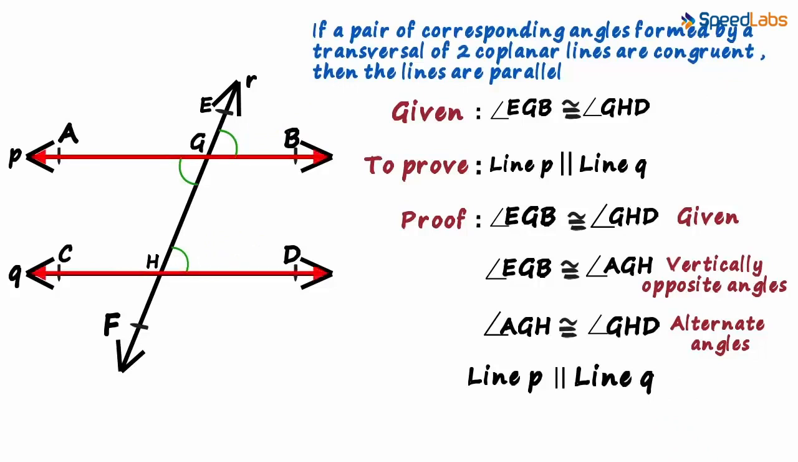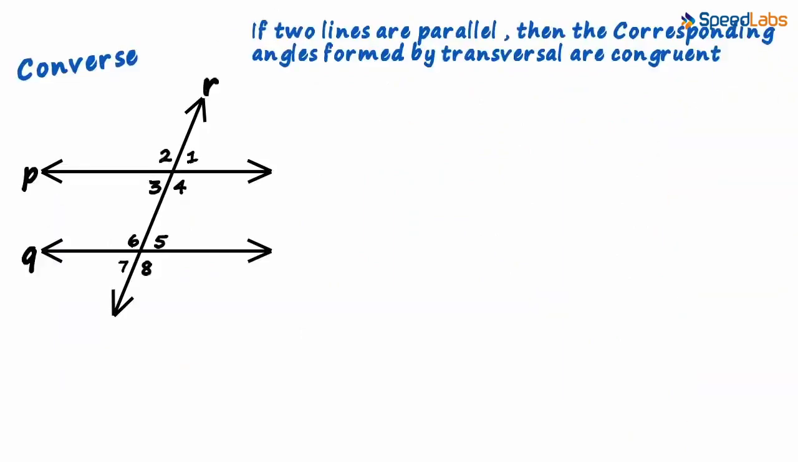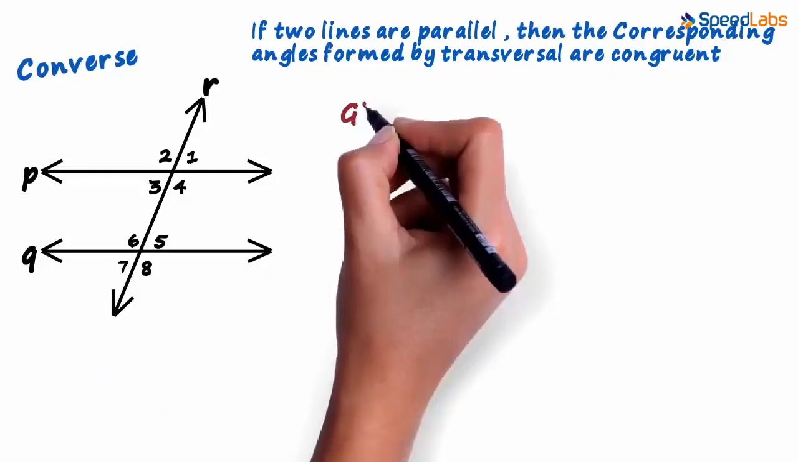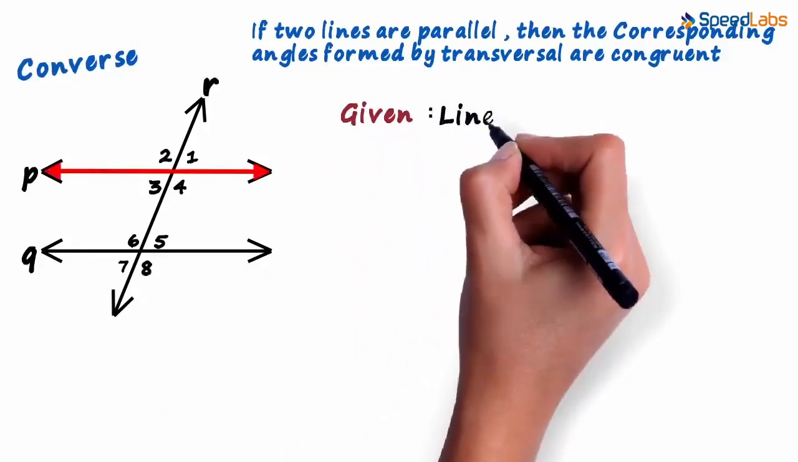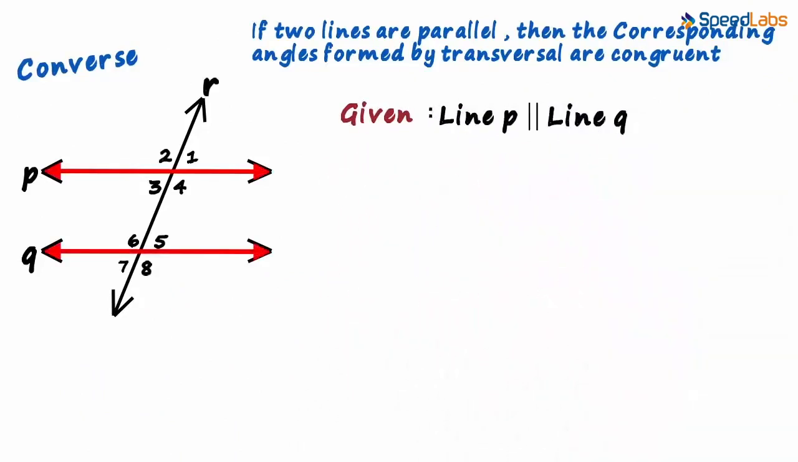If two lines are parallel, then the corresponding angles formed by transversal are congruent. Let's prove the converse. This time, I'm giving numerical names to angles to save some time. But naming the angles 1, 2, 3 and so on is not recommended. We've been given that line P is parallel to line Q, and the transversal R makes 8 angles.